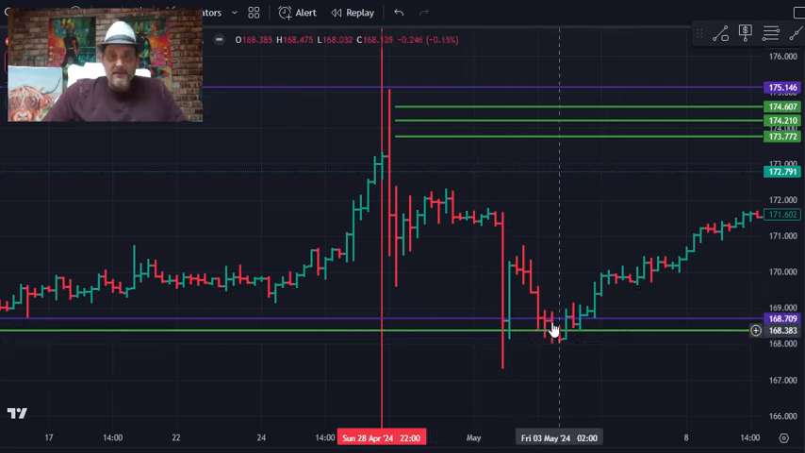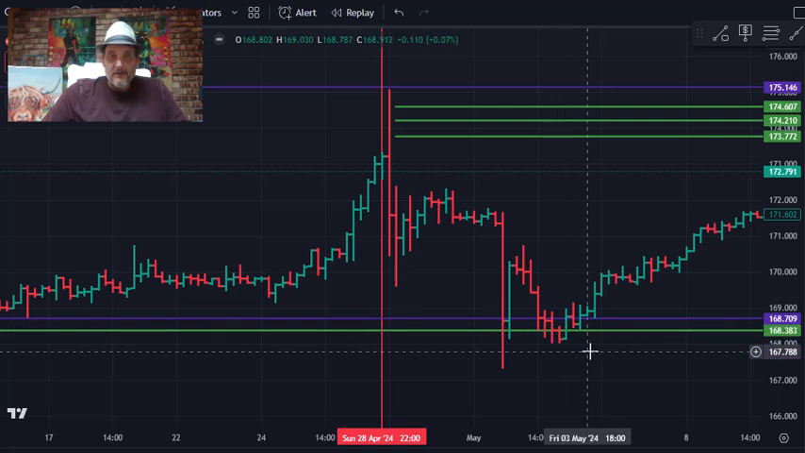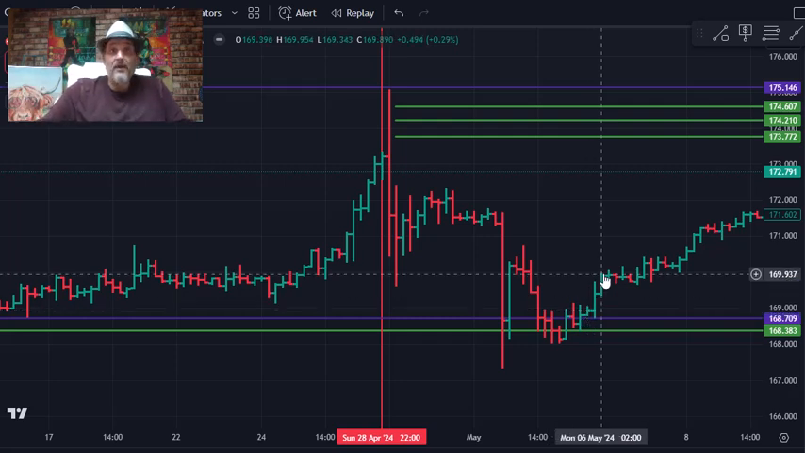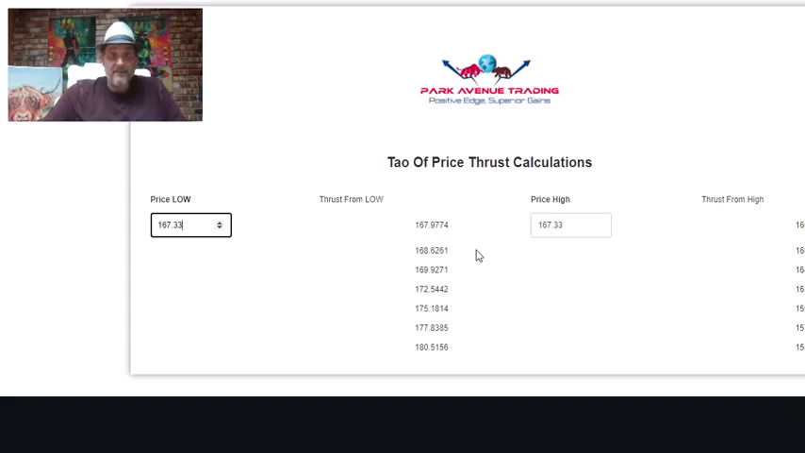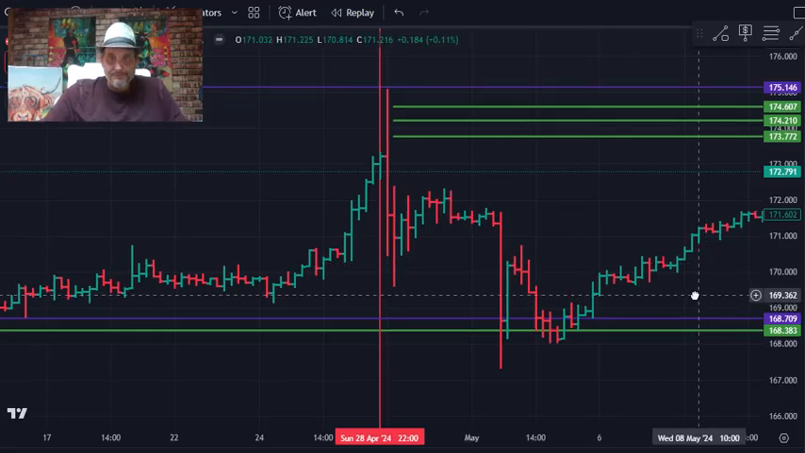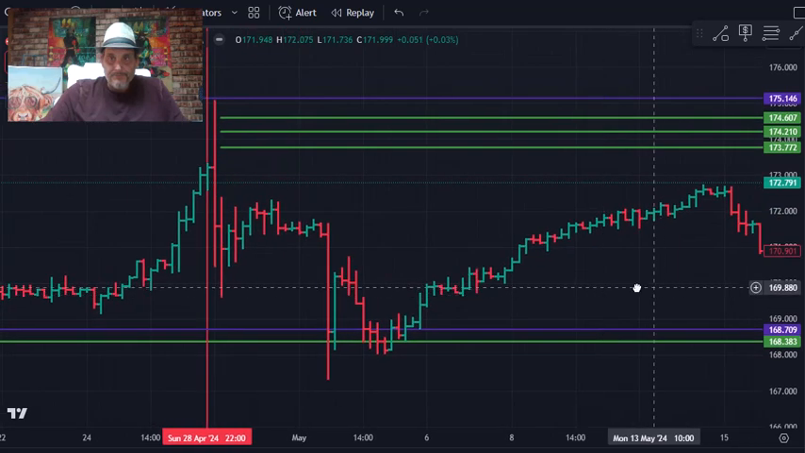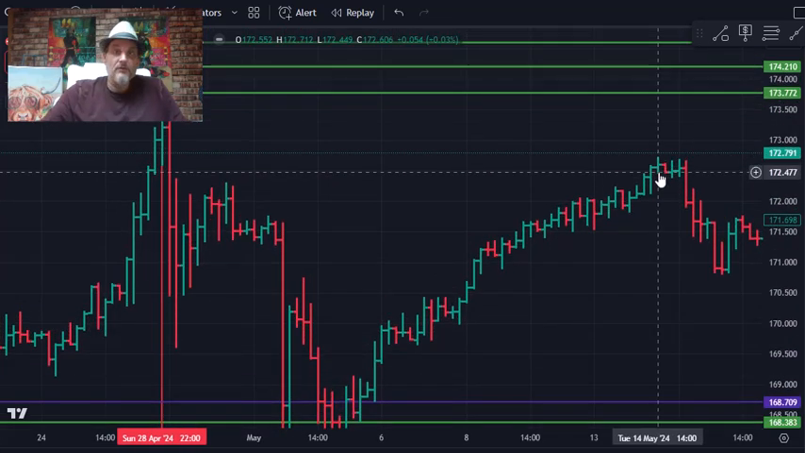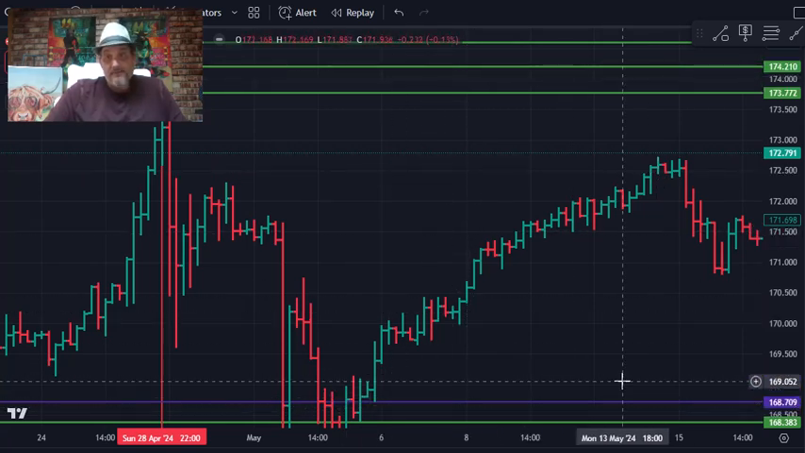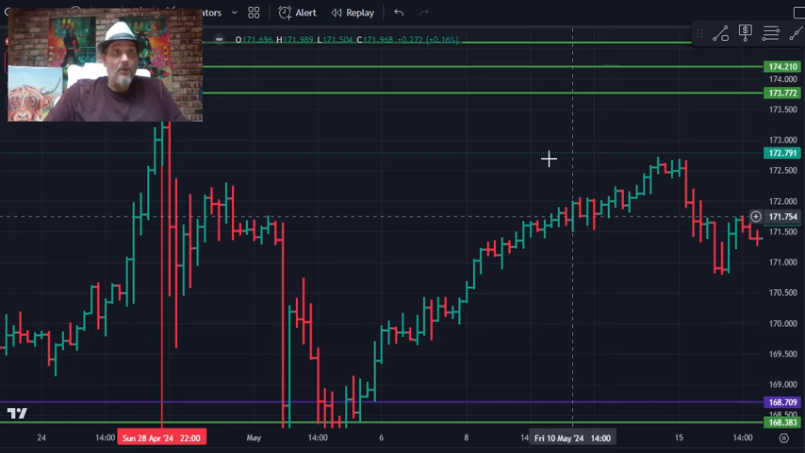The marketplace touches it, but we need to look for the close above. Here's the close above. Here's the queen confirming. The marketplace starts to expand again. Where's it going to go? The thrust calculator is saying it could go as high as 180.51. But for the short term, the marketplace so far is making a high at 172.47. Now remember, if you got long at 169, that's 300 points.